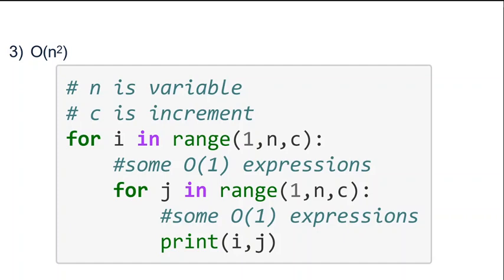For i in range 1, which is constant, n is variable and c is increment. We do some big O of 1 expressions, and then we also declare another for loop inside the first for loop. This now is the nested for loop. For j in range, constant of 1, n and c, in which n is variable, c is increment. We declare some big O of 1 expressions, and we have to print the for loops, which are i and j.